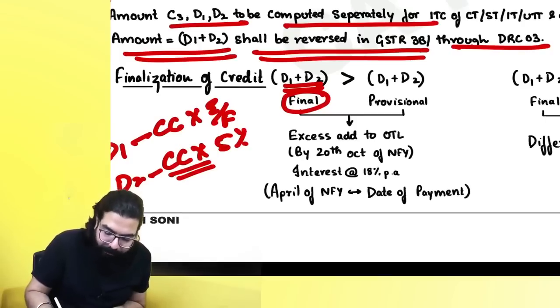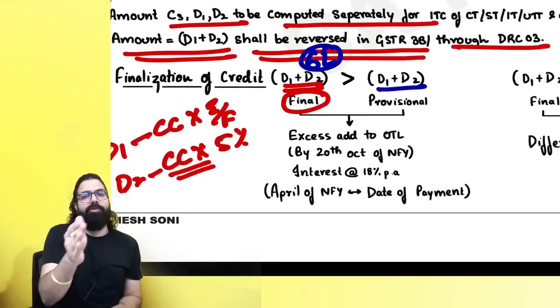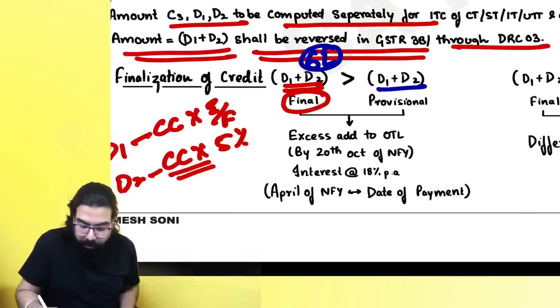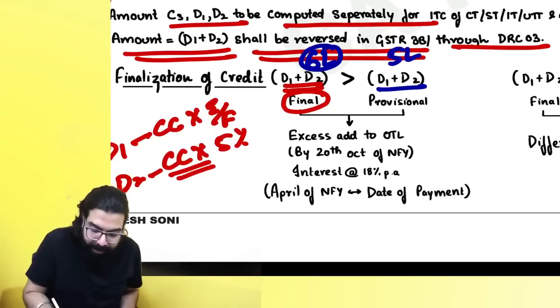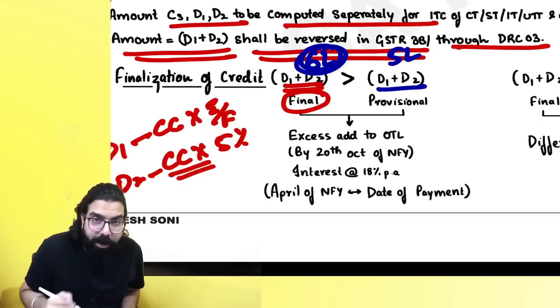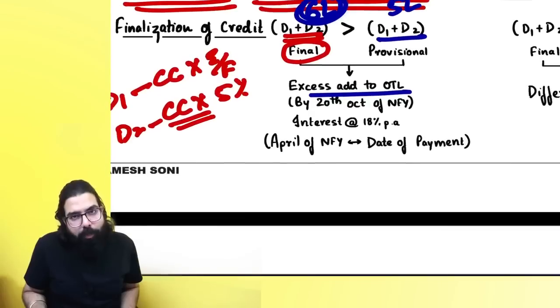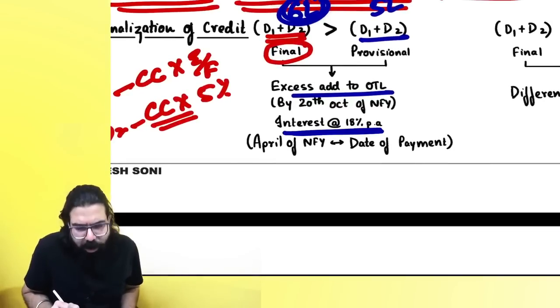For an example, the final D1 and D2 is 6 lakh rupees. Every month, April, May, June, July, whatever reversal you have done, do the total. Supposing that reversal was only 5 lakh rupees, then government is telling you that you have done only 5 lakh, you should have done 6 lakh, and hence the excess will be added to your output tax liability. Basically you will have to reverse along with interest at the rate of 18%.